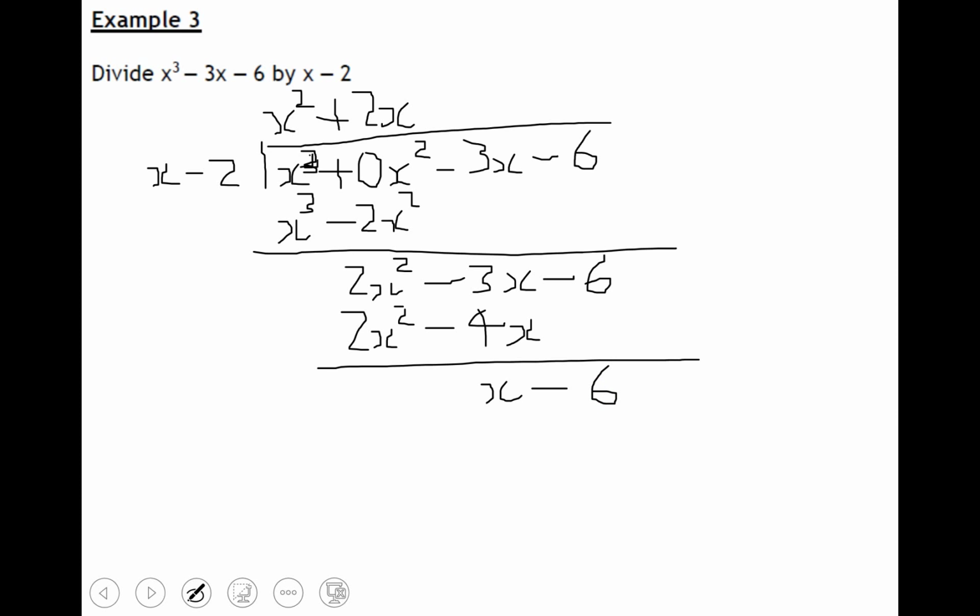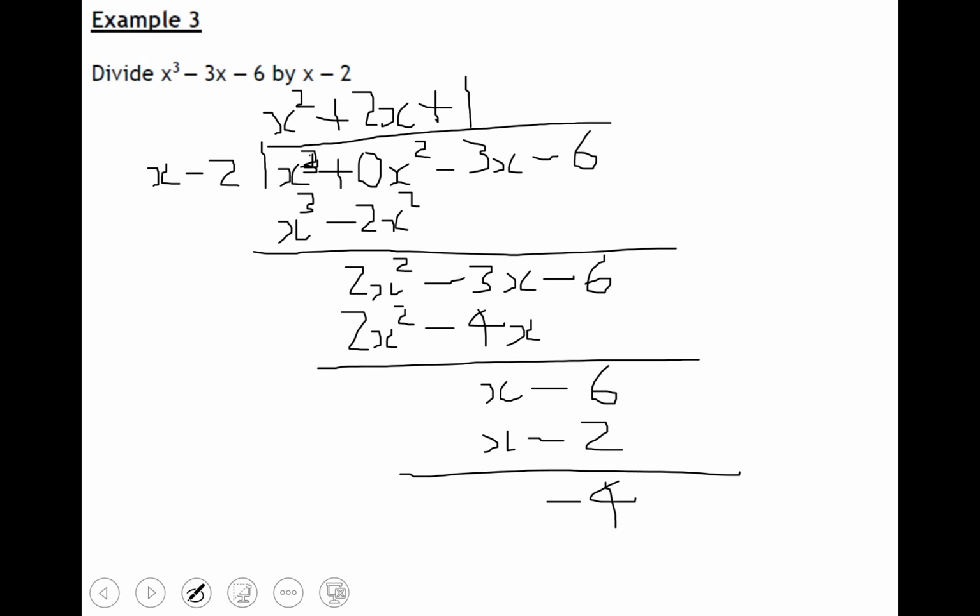What do we multiply x by to get x? Well, same thing, so 1, so plus 1 at the top. 1 times x is x. 1 times minus 2 is minus 2. Then subtracting, x minus x is 0. Minus 6 minus minus 2 is plus 2. So we get minus 4. So in this case, our remainder is minus 4.